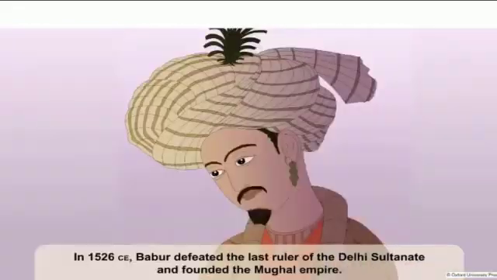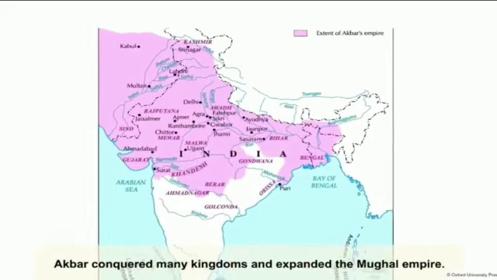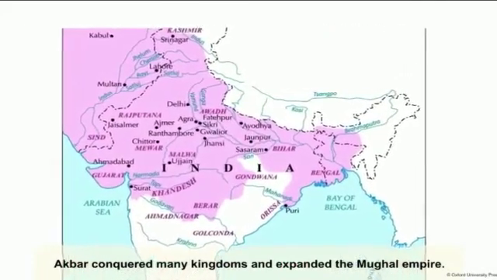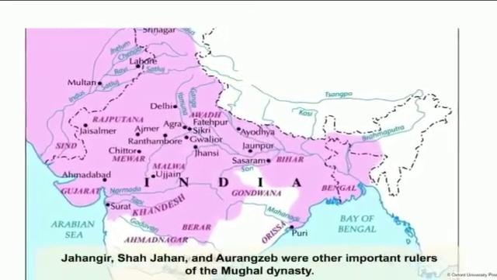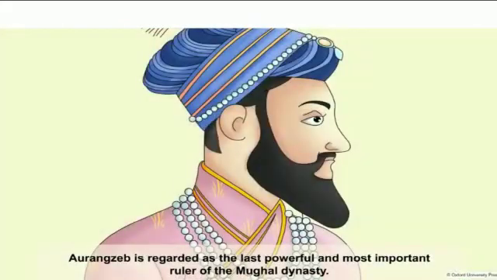In 1526 CE, Babur defeated the last ruler of the Delhi Sultanate and founded the Mughal Empire. It was his grandson Akbar who conquered many kingdoms and expanded the Mughal Empire. Jahangir, Shah Jahan and Aurangzeb were other important rulers of the Mughal dynasty. Aurangzeb is regarded as the last powerful and most important ruler of the Mughal dynasty.